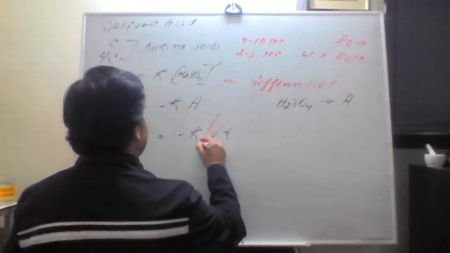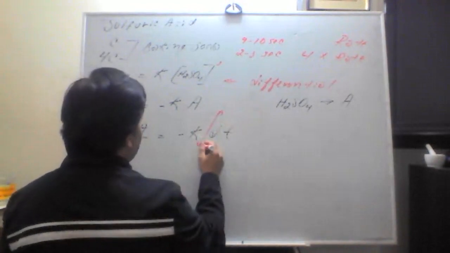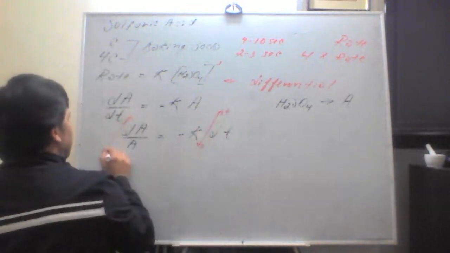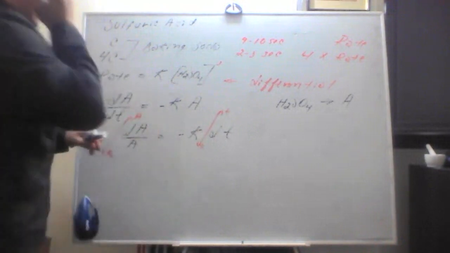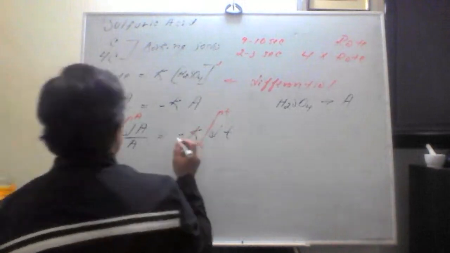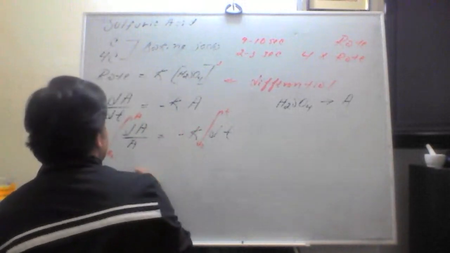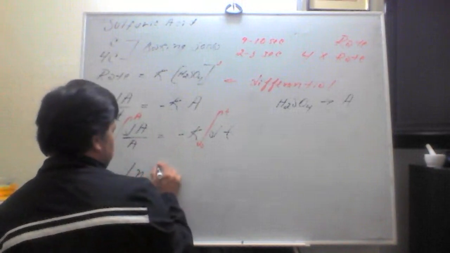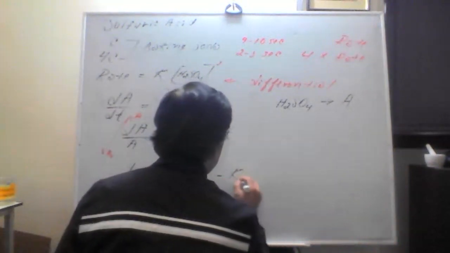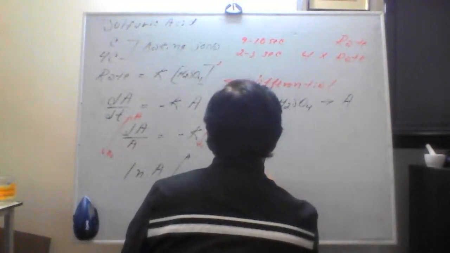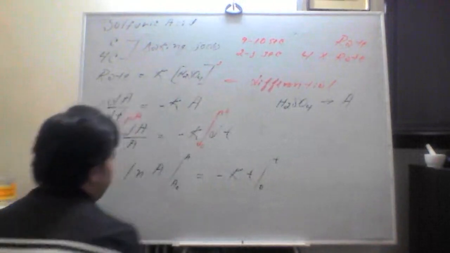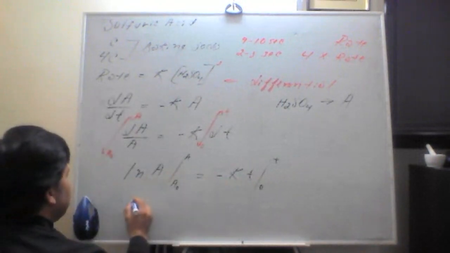After that, you set up the integration to convert this to the integrated form of the rate law. The dt goes from 0 to t, and the integration limit here is from A0 to A, where A0 refers to the concentration at the beginning of an experiment. From that, the integral of this expression is natural log. So we have natural log of A going from A0 to A is equal to minus kt, and this goes from 0 to t. After you do that, this is what you get as the final answer.